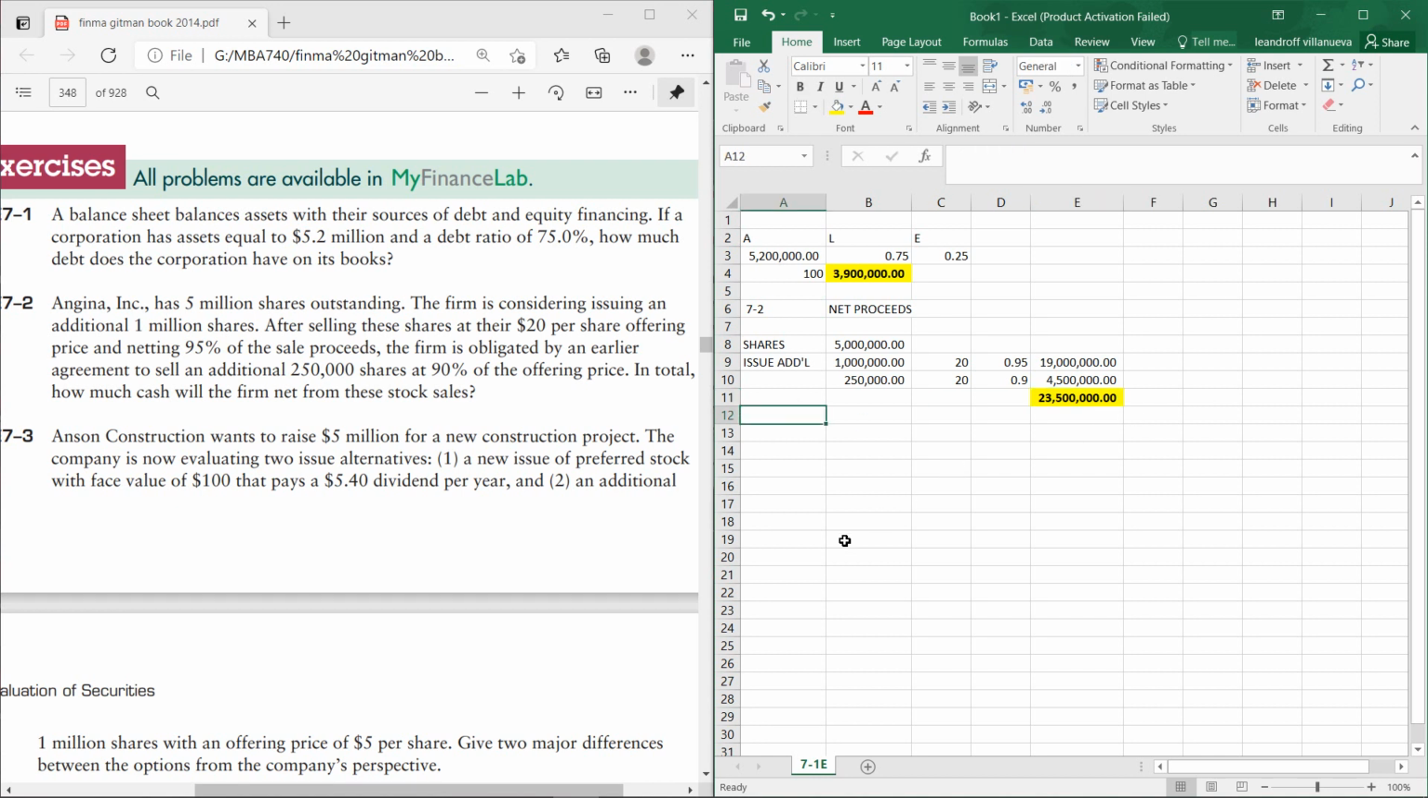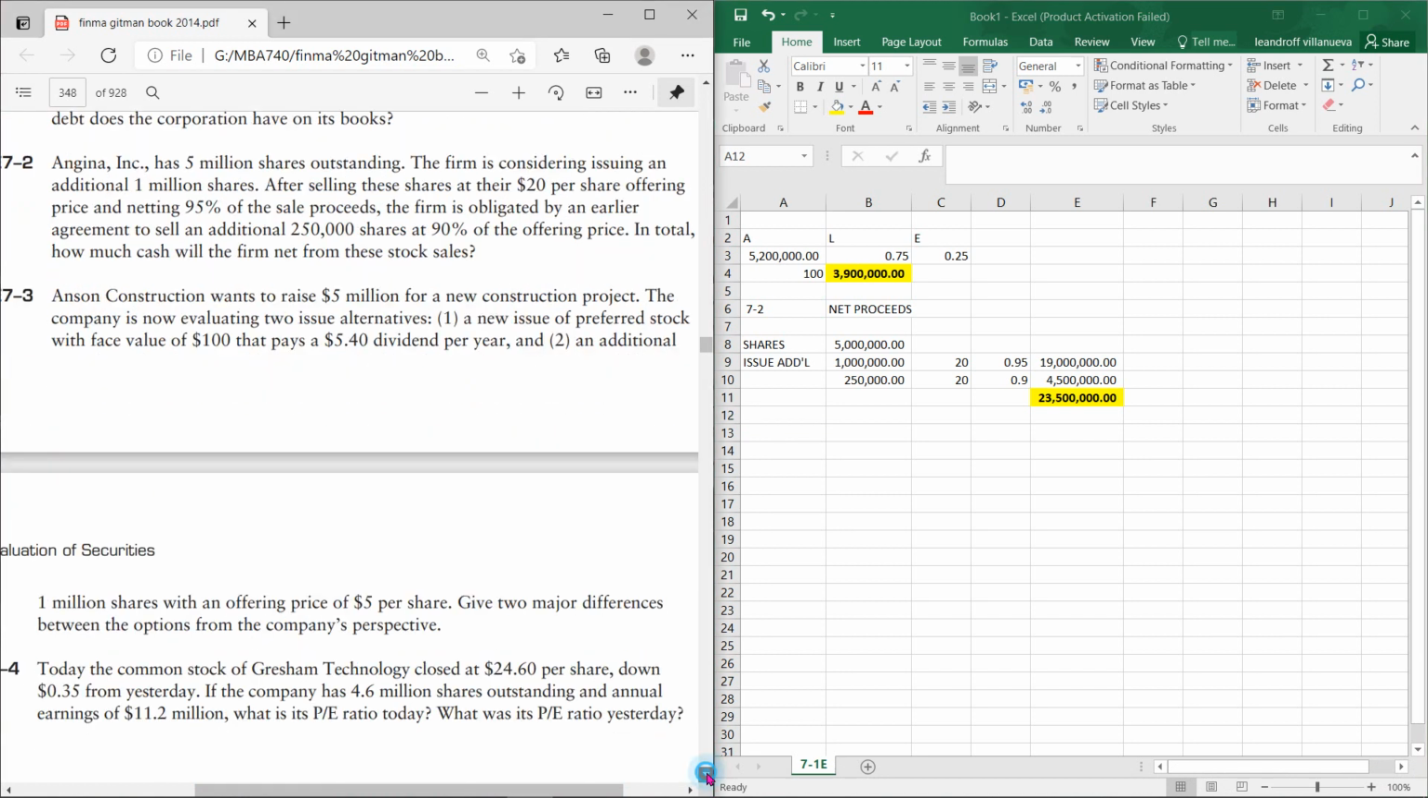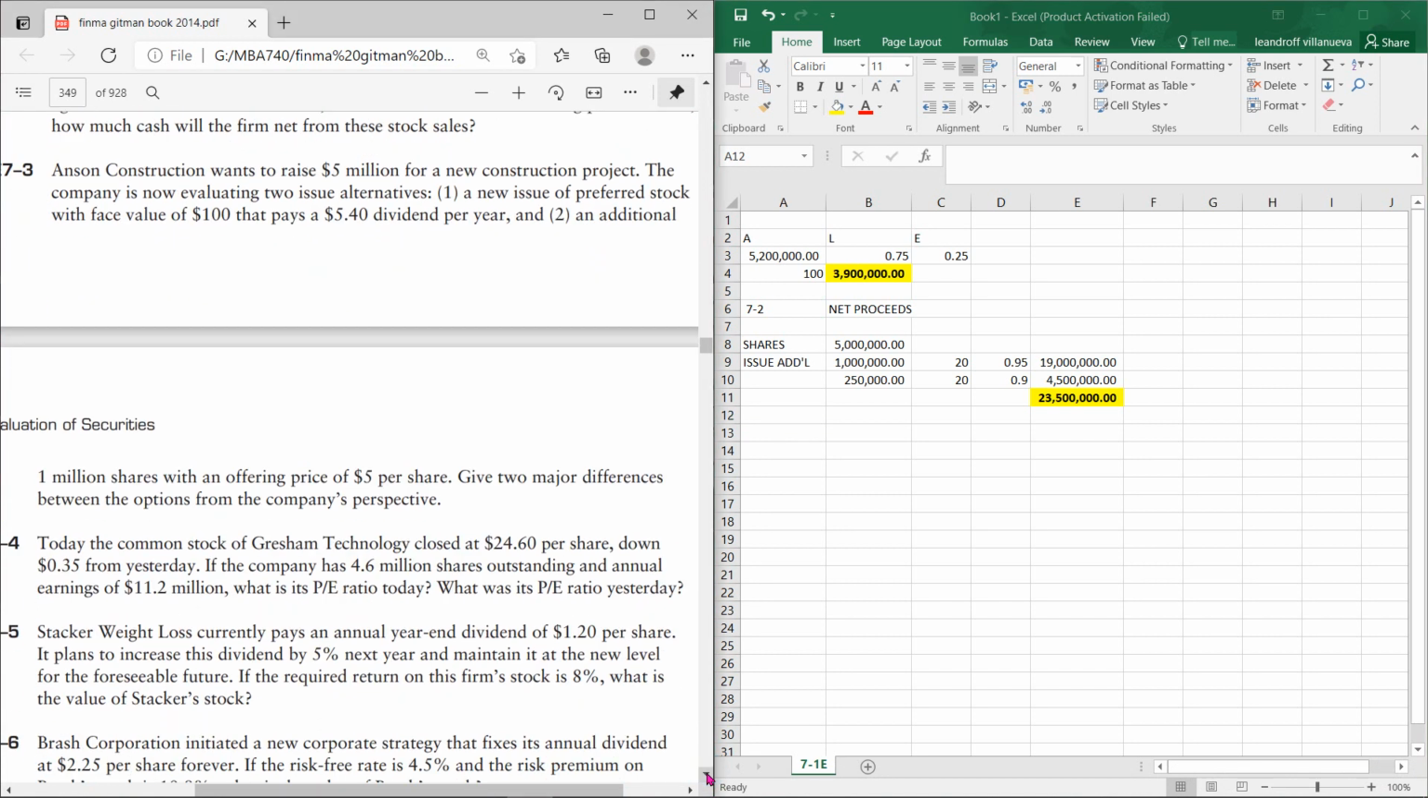Okay. Let's go now to 7-3. In 7-3, we have to give the two major differences between the options of the company. So, take a look at their options. It says they can do two issues: a new issue or additional shares.